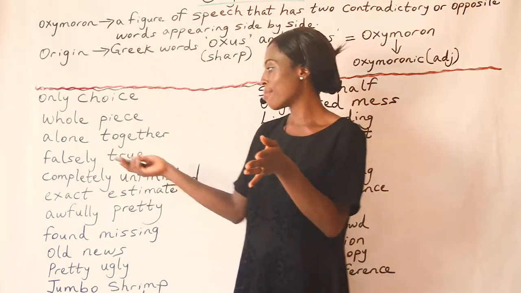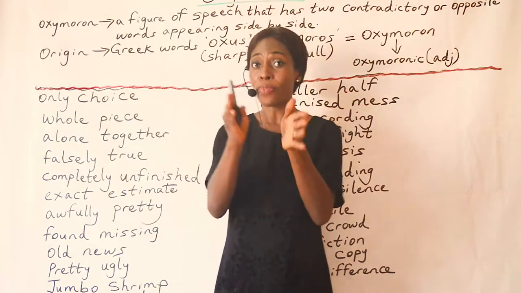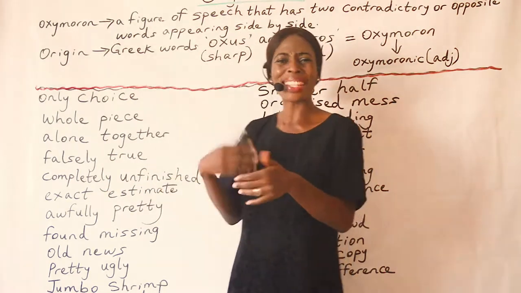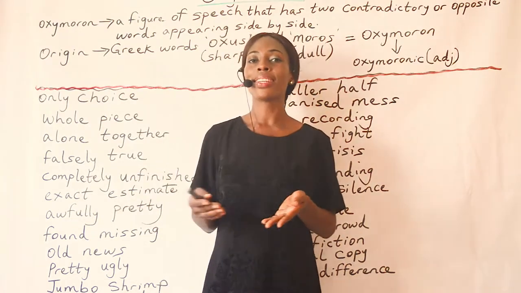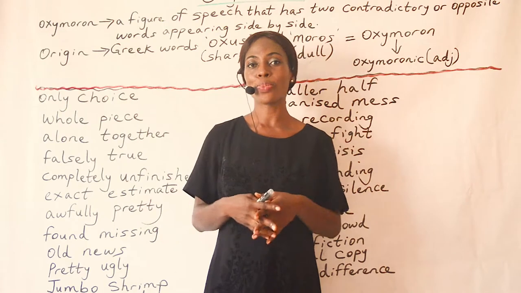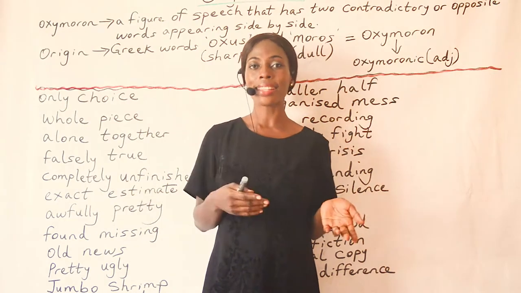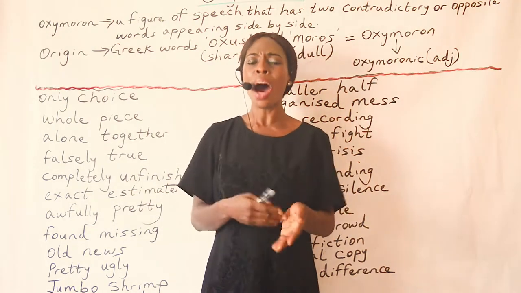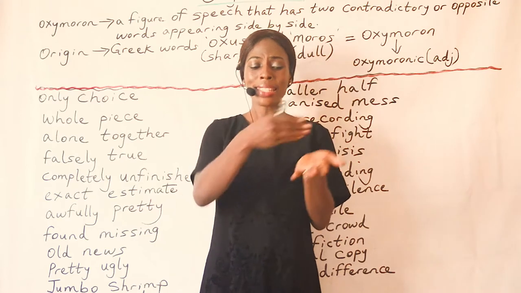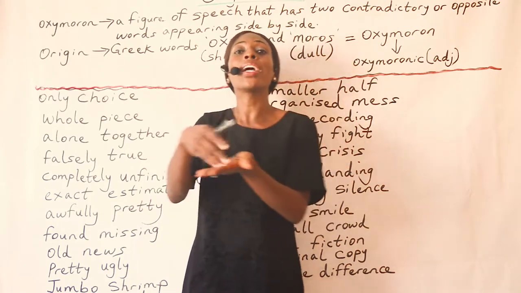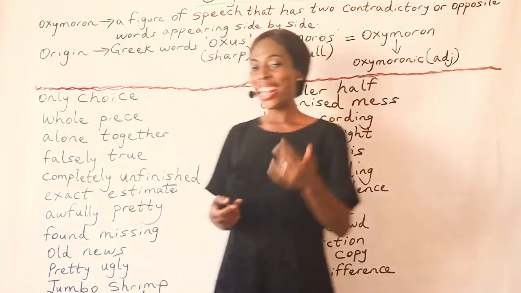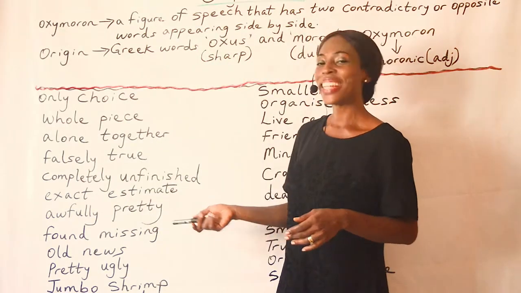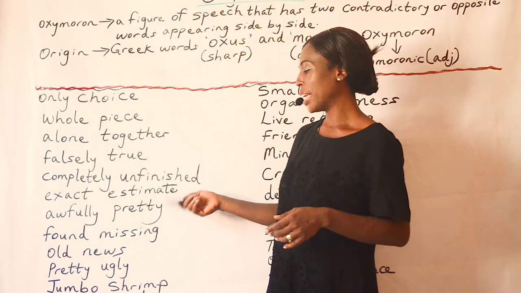So you can't have the exact price and still estimate the price at the same time. So you can't have exact and estimate in a sentence in English, but you have it as a phrase, "exact estimate." I'm giving you the exact estimate. How can you tell me it's an exact estimate? It is either the exact price or it is an estimate of the price. Choose one. That's oxymoronic.